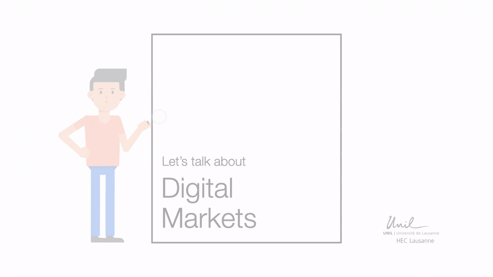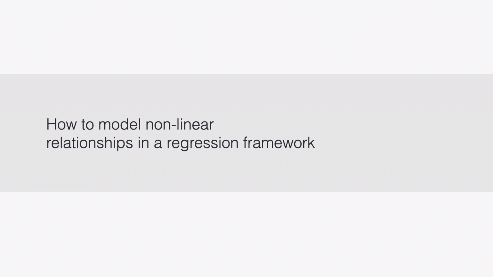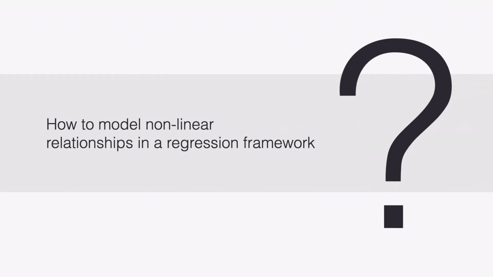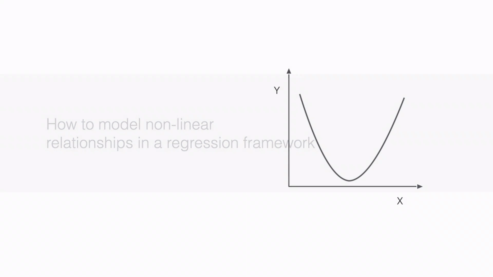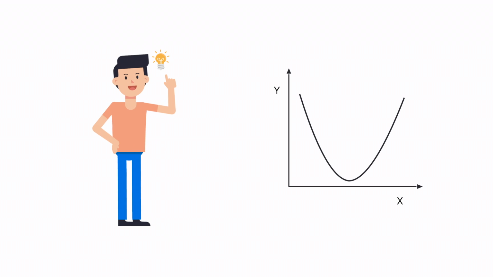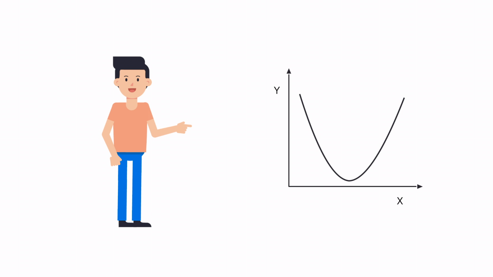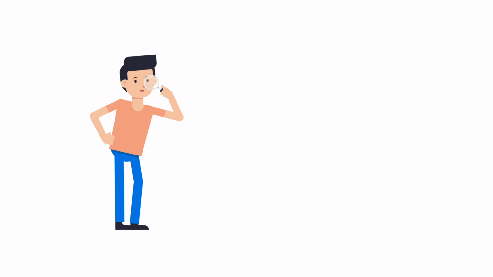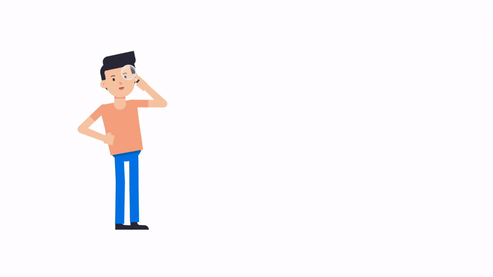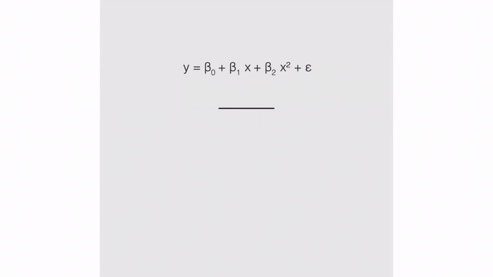Hi! In this quick video, we want to see how to model nonlinear relationships in a regression framework. We expect the relationship between x and y to follow a nonlinear shape, perhaps to look like a u. What is a function that we can use to model such a relationship? How about a simple quadratic form? Y is equal to x plus x to the power of 2.